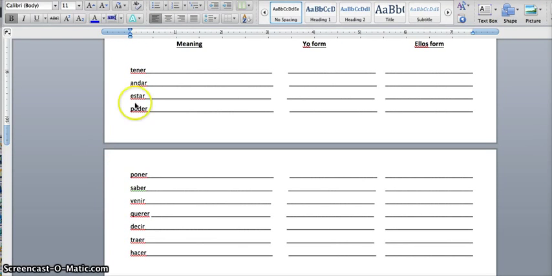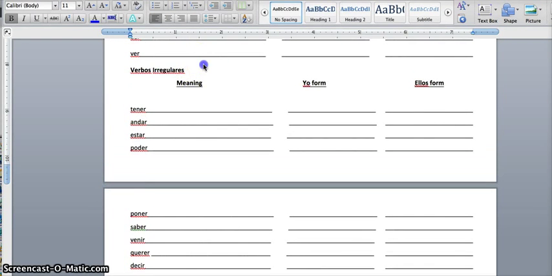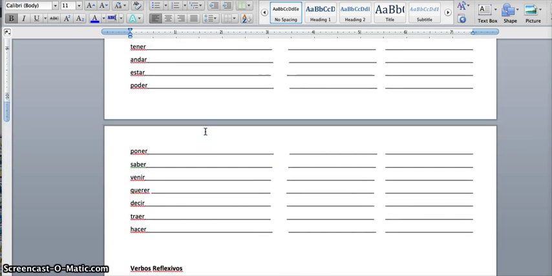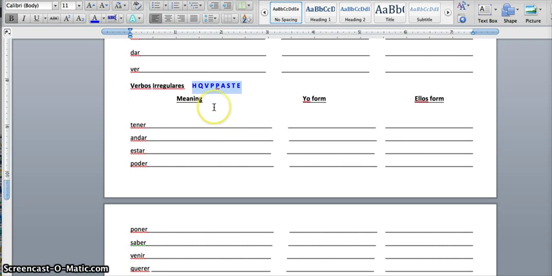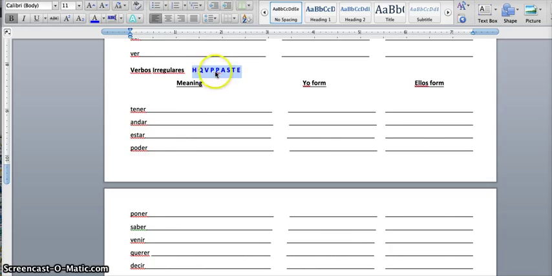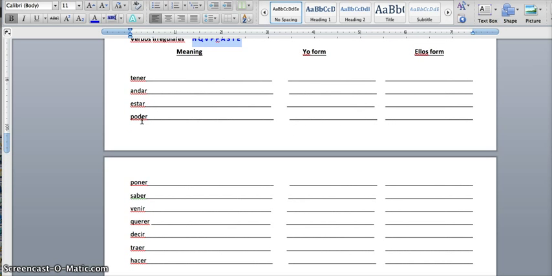All right, so when we last were talking, we were just starting with these verbos irregulares. I told you the acronym, which I'm sure you know, HQVP, paste. Now, you don't have to know that acronym, but I find it very helpful because otherwise you're stuck memorizing all of these guys and then their stems and then blah, blah, blah. If you remember, HQVP, paste stands for hacer, querer, venir, poner, poder, andar, saber, tener, and estar. And those are all of the verbs that are listed right there.